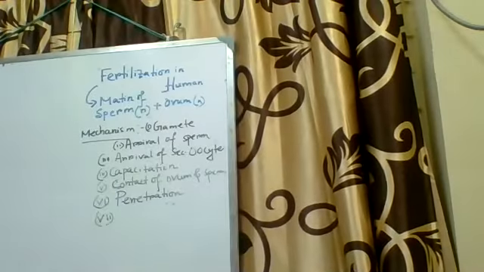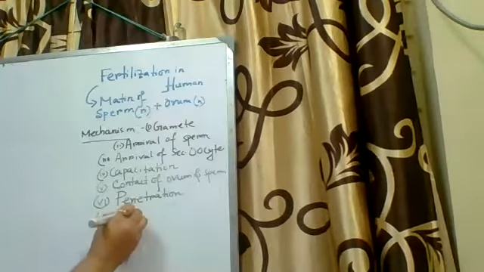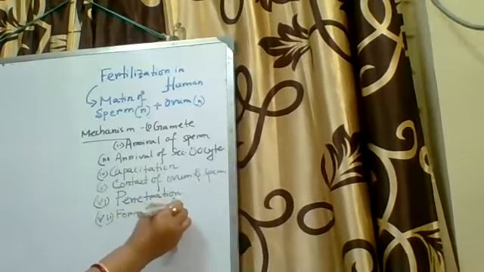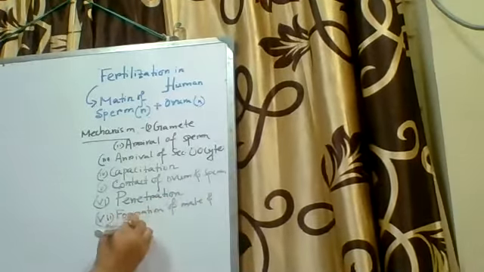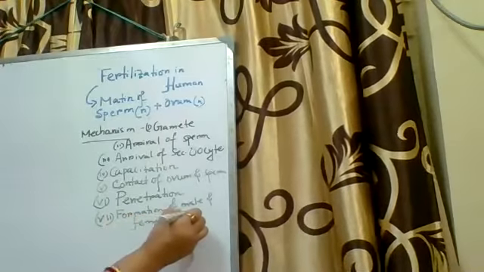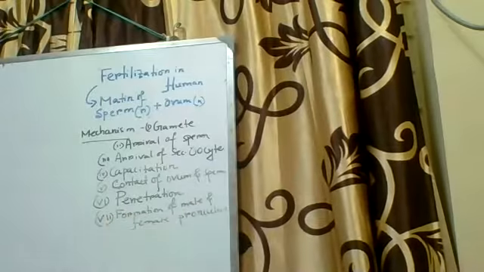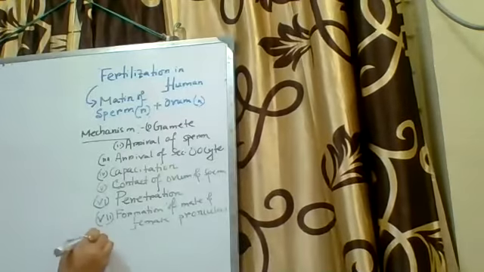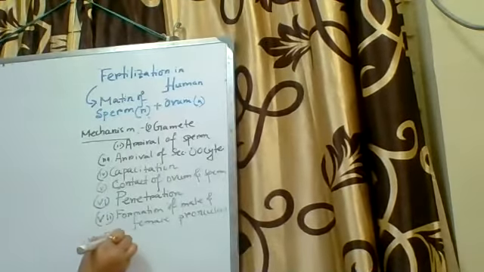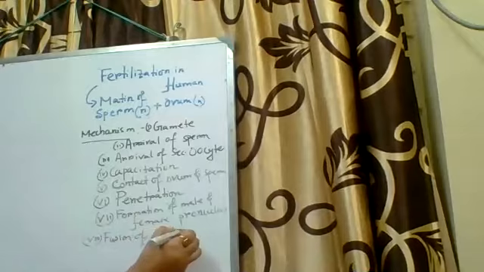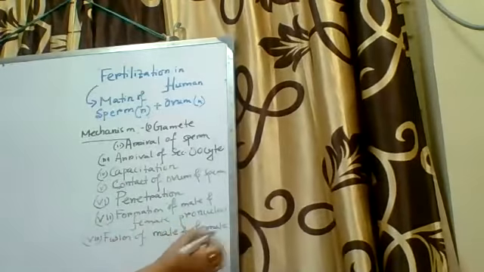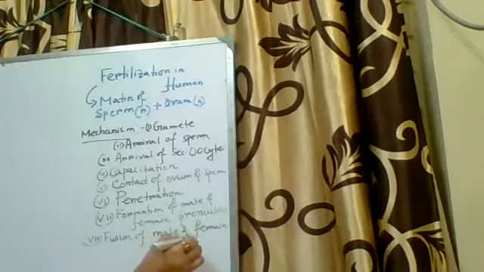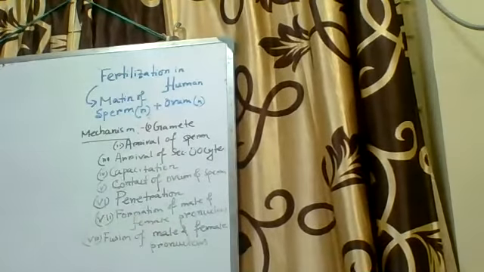And the seventh step, after penetration, is the formation of male and female pronucleus. Write down the formation of male and female pronucleus, and the last step is fusion of male and female pronucleus, right? So these are the 8 steps.